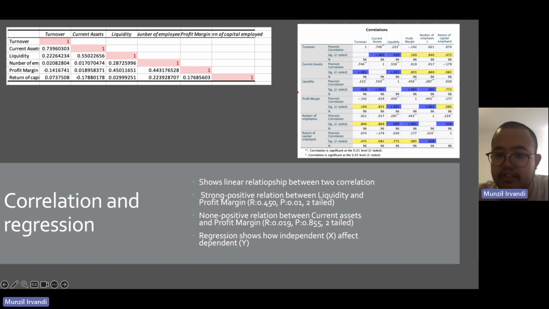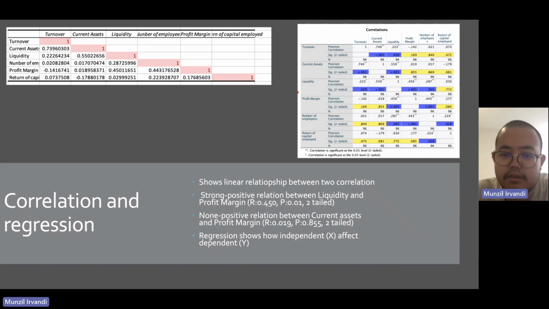For the strong positive relationship, you can see that liquidity and profit margin have a Pearson correlation of 0.450, while their P is 0.01, which is below 0.05. This shows they have a strong and positive relationship. However, for the other comparison, current asset and profit margin, they don't have any relationship, but it is positive because their R is 0.019, but their P two-tail is 0.855, almost near 1.